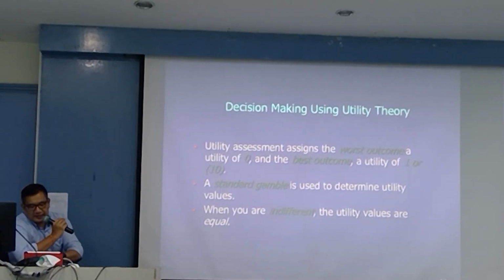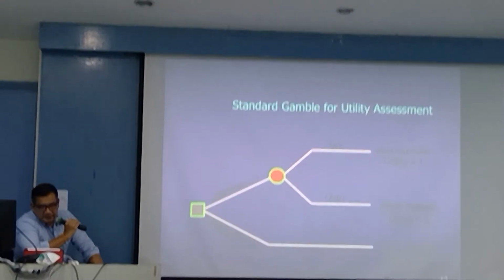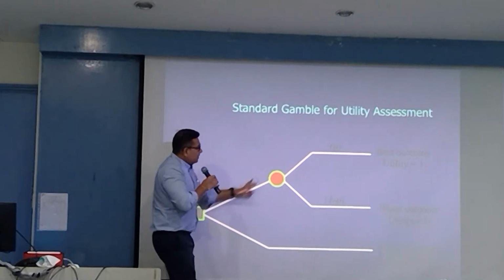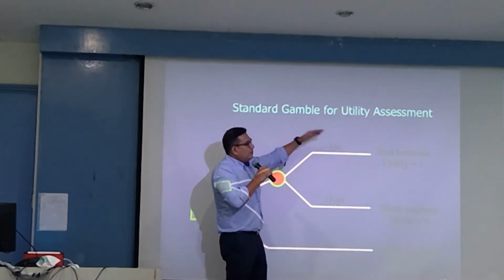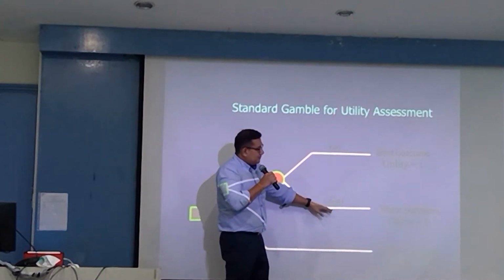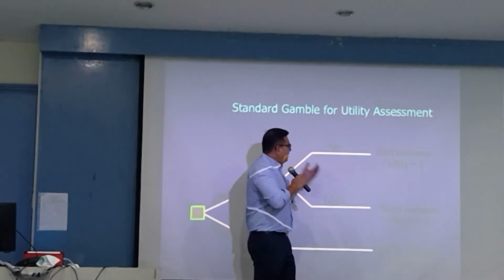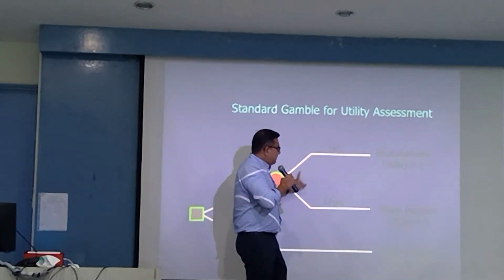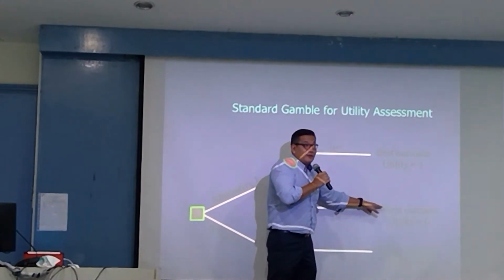So we can find it when you feel that there is no difference between these two alternatives. For example, in this case, this is the standard gamble that I mentioned, right? We have two alternatives. This alternative has two possible outcomes. This shows the best outcome. This is the worst outcome, right? And for another alternative, if we let the probability of the best outcome be P, it means that 1 minus P will be the probability of the worst outcome, right?